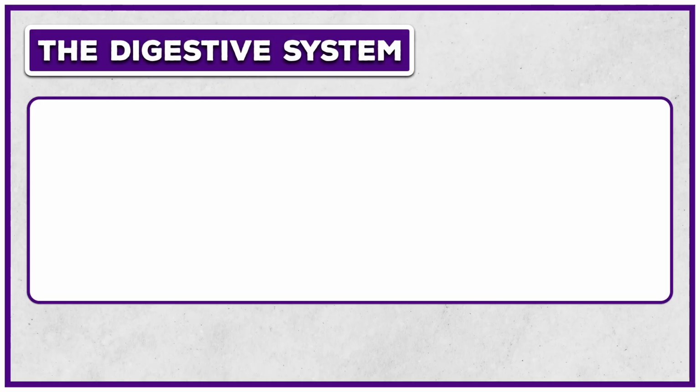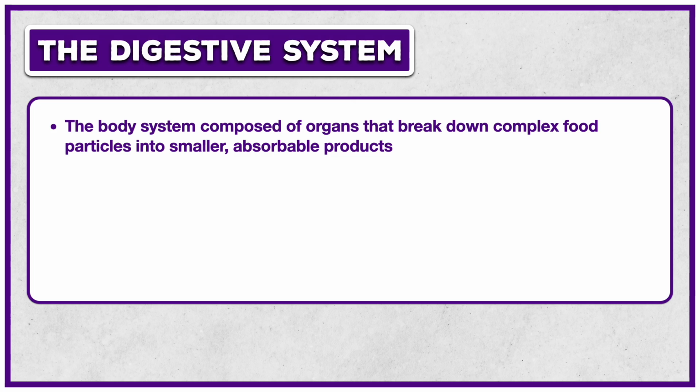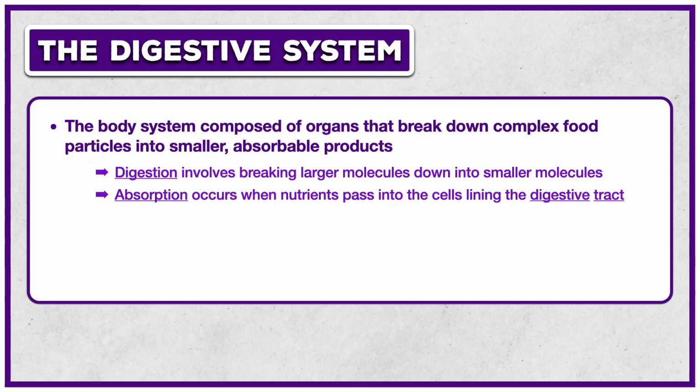The digestive system is the most closely linked system to a fundamental understanding of nutrition, so we'll spend the most time discussing it. It's the body system composed of organs that break down complex food particles into smaller, absorbable products. Two of the critical processes to know here are digestion and absorption. Digestion involves breaking larger molecules down into smaller molecules.